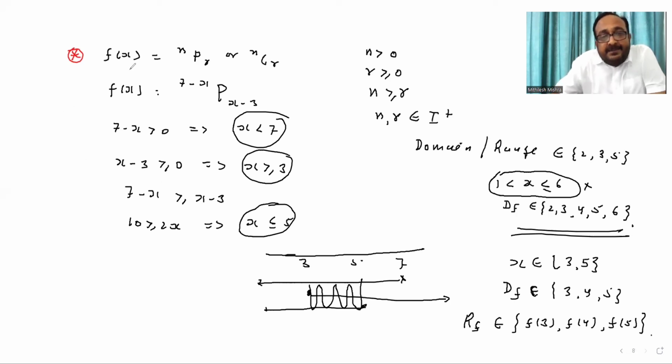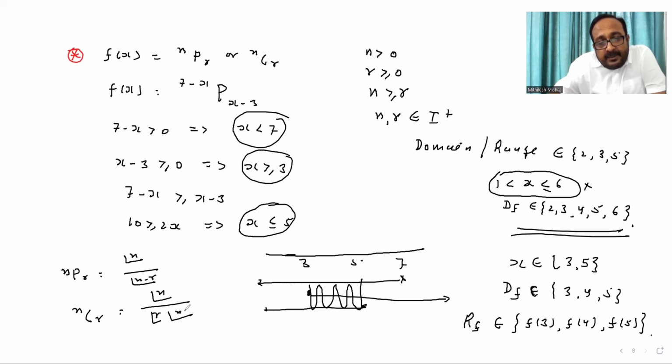You can find f(3) as (7 minus 3)P(3 minus 3). That is 4P0. You can calculate that one. And as you know, the formula for nPr is factorial n upon factorial (n minus r). And nCr is factorial n upon factorial r times factorial (n minus r).